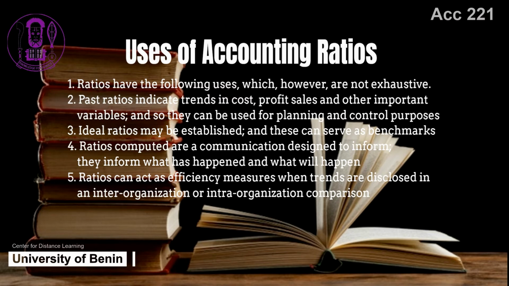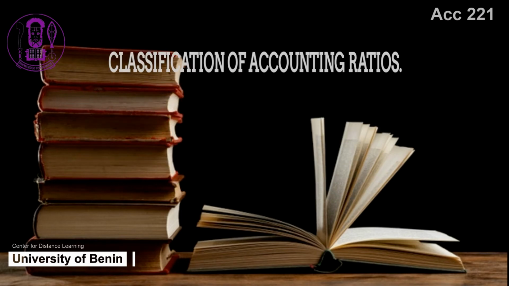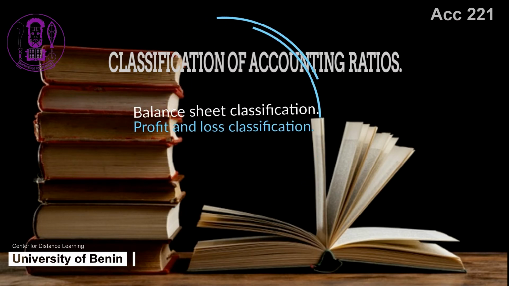3. Ideal ratios may be established, and these can serve as benchmarks. 4. Ratios computed are a communication designed to inform. They inform what has happened and what will happen. 5. Ratios can act as efficiency measures when trends are disclosed in an inter-organization or intra-organization comparison.